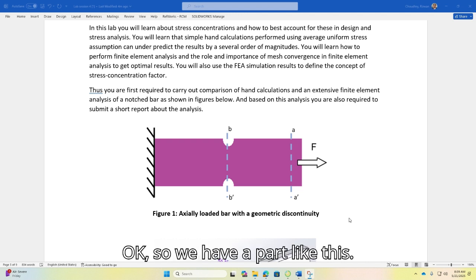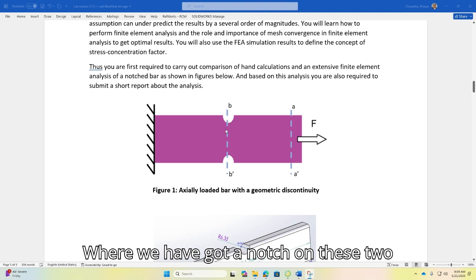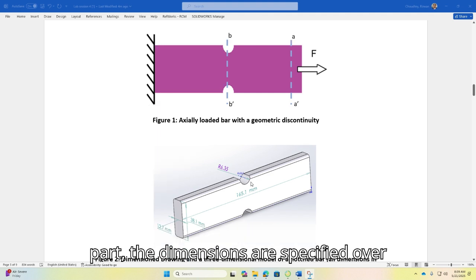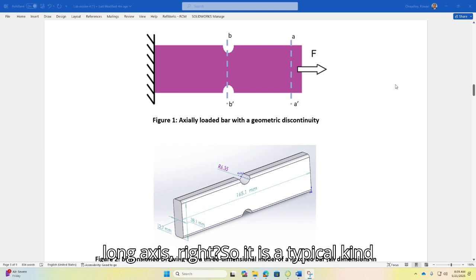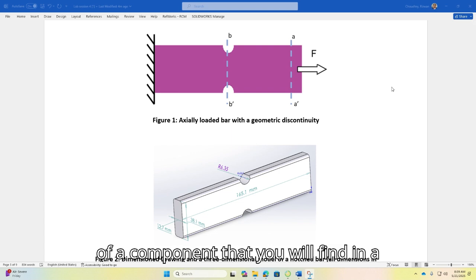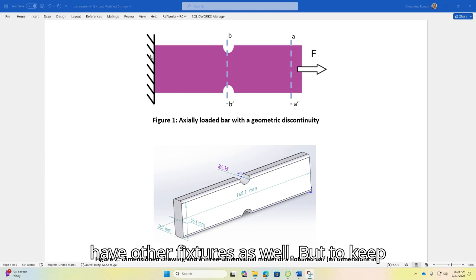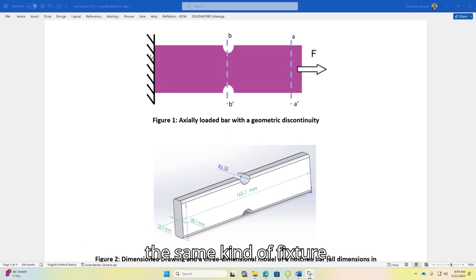Okay. So we have a part like this where we have got a notch on these two sides. This part, the dimensions are specified over here, and it is being loaded along its long axis, right? So it's a typical kind of component that you'll find in a machine. So just a simple example to demonstrate the principle. This is being fixed on one end. Okay, in this case, this is completely fixed, but you can have other fixtures as well. But to keep the results same for everybody, we'll use the same kind of fixture.